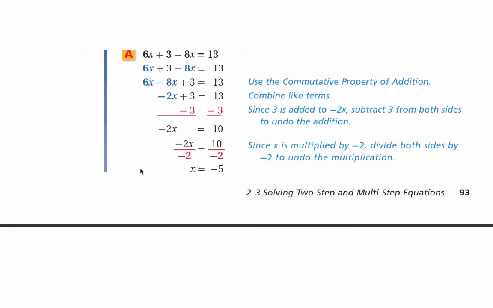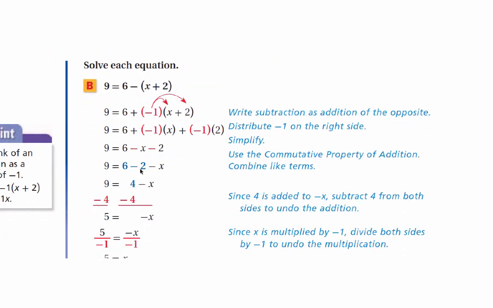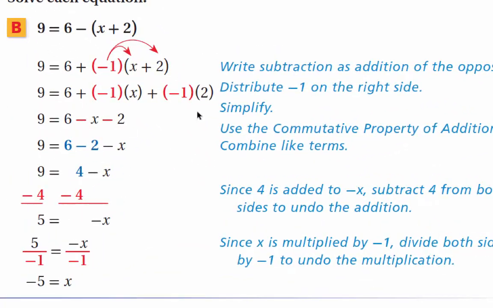Let's go on to part B. We want to solve this equation. Now, whenever you have a negative sign written in front of a grouping or parentheses, what it really means is a negative 1 times that grouping. That's what it means to have a negative sign in front of a grouping. So what we do is instead of the minus here, we replace it with adding a negative 1 times that grouping. And then we distribute.